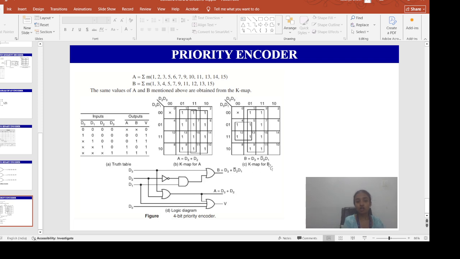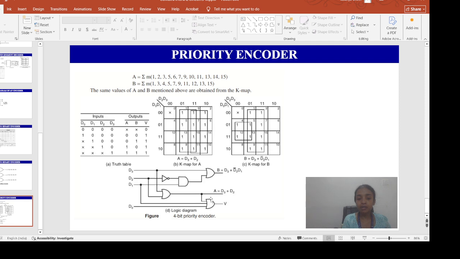Okay, for each output you can plot the Karnaugh map. It will be easier. You have to check for the A column for which input combinations you are getting 1, and for the B column for which input combinations you are getting 1. For those particular cells you have to put the 1 and perform the Karnaugh map operation. So A is giving D3 plus D2, and B is giving D3 plus D2 bar D1.